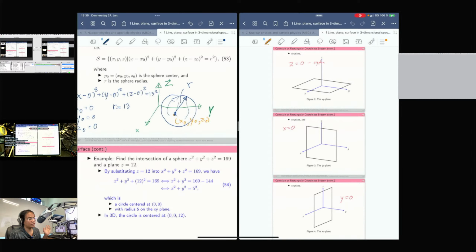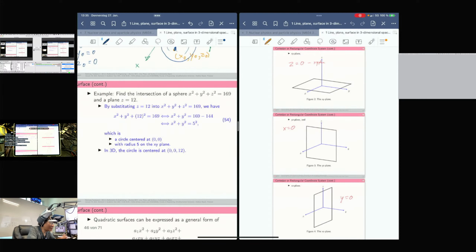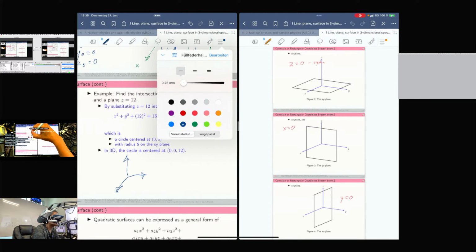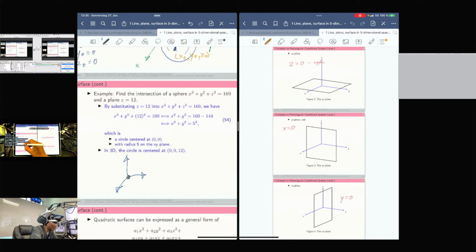Z equals 12, and we have the sphere, right? The sphere that lies on the origin of this xy Cartesian system. We're going to change the color a little bit. Here is the origin, and the sphere is in 3D, and its center lies at the origin of the xy set.